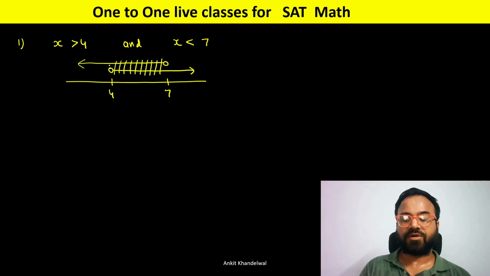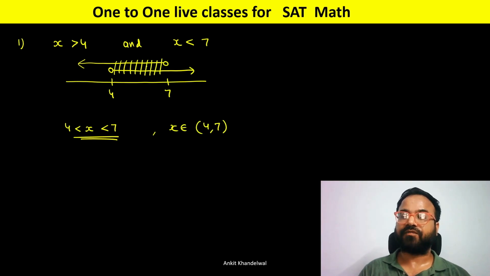Now 4 is not part of both of them, so it will not be included in the final answer. Neither will 7 be included in the final answer. So finally you can say x is greater than 4 and less than 7. Or in interval notation we can say x belongs to 4 to 7, neither 4 included nor 7 included. That is the meaning of and.